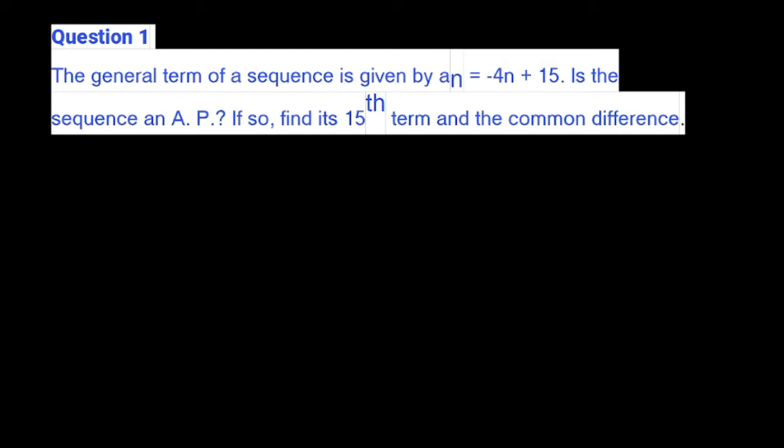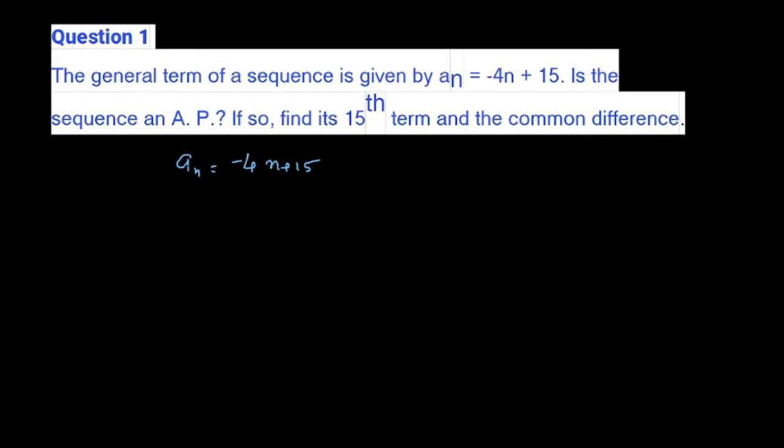Now we will see some simple questions on AP. The first question is the general term of a sequence is given by an is equal to minus 4n plus 15. And what is the question? Is the sequence an AP? We have to check whether the sequence is an AP or not, right? And one more question is if so, if it is an AP, find its 15th term and the common difference, right?